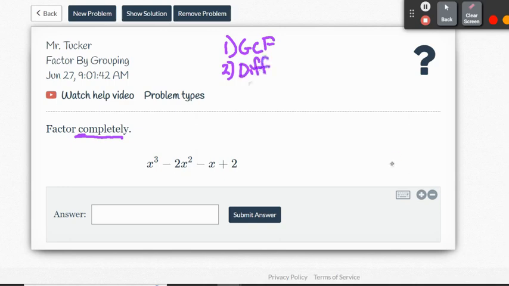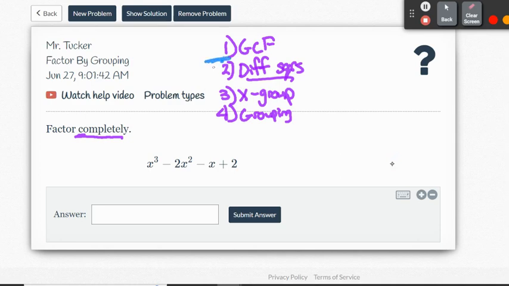And we're going to learn the sum and difference of cubes in a little bit. But we're going to be looking for difference of squares. And then the third step would be our X group method. And then the fourth step is grouping, just grouping. Now, grouping is this problem, and that's because after you look for your GCF, the rest of these are by term. So my step 2, step 3, step 4, these are all just done by how many terms you have.